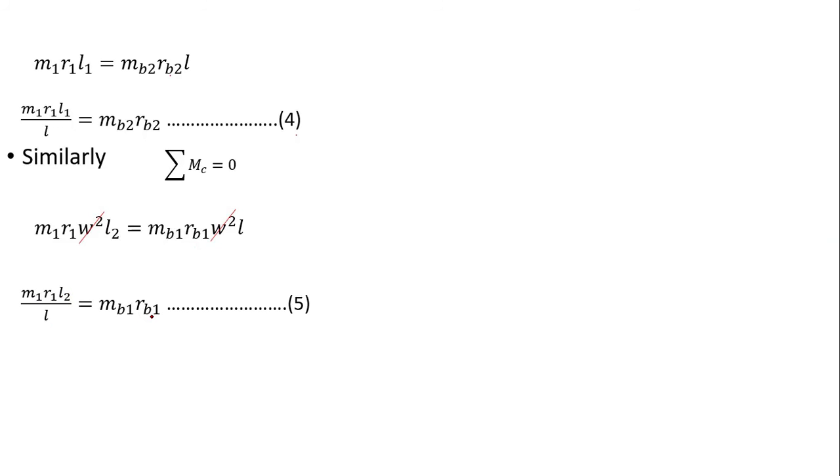So by equations 3, 4 and 5 we can find the balance masses mb1 and mb2 and the radii of the balance masses rb1 and rb2. Okay, so that's enough for the day.